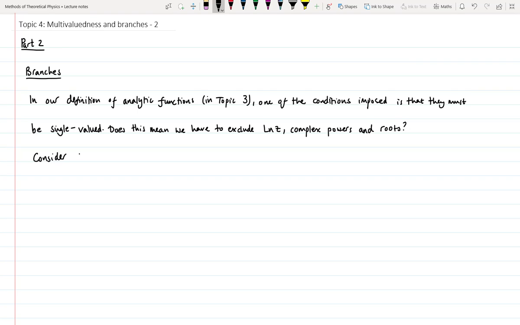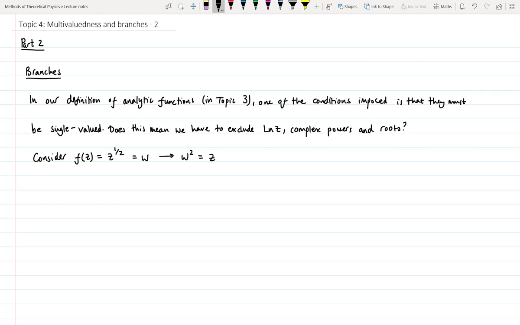Consider some complex function f of z, which is given by the square root of z. We're going to define this function as w. So w is a function of z. For some given instance of the complex number z, w is itself also a complex number. We can write that w squared equals z.